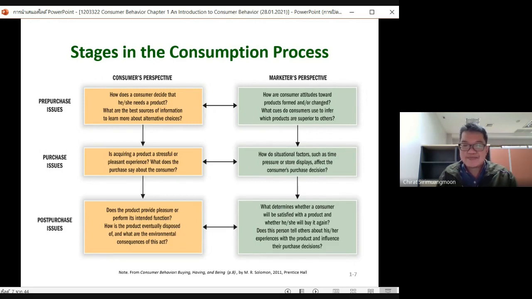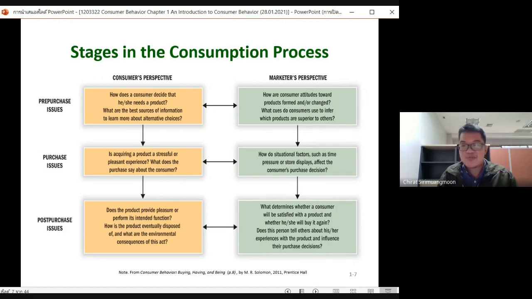During purchase, how do you feel during the purchase? Do you feel bad or stressed or happy? Or what does that purchase mean to you? This is during purchase. And after that, we have: does the product provide a good result or a bad result to you? And would you like to buy that again or not? Or what are the effects on the environment? That is the post-purchase. So this is the consumer perspective.